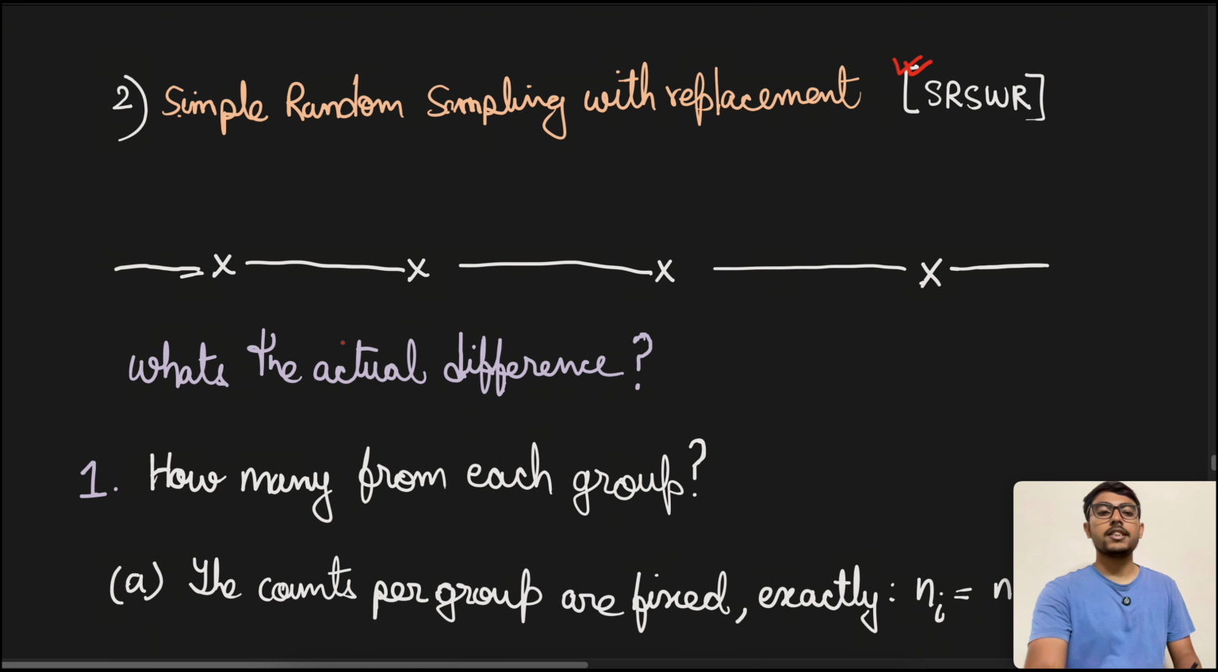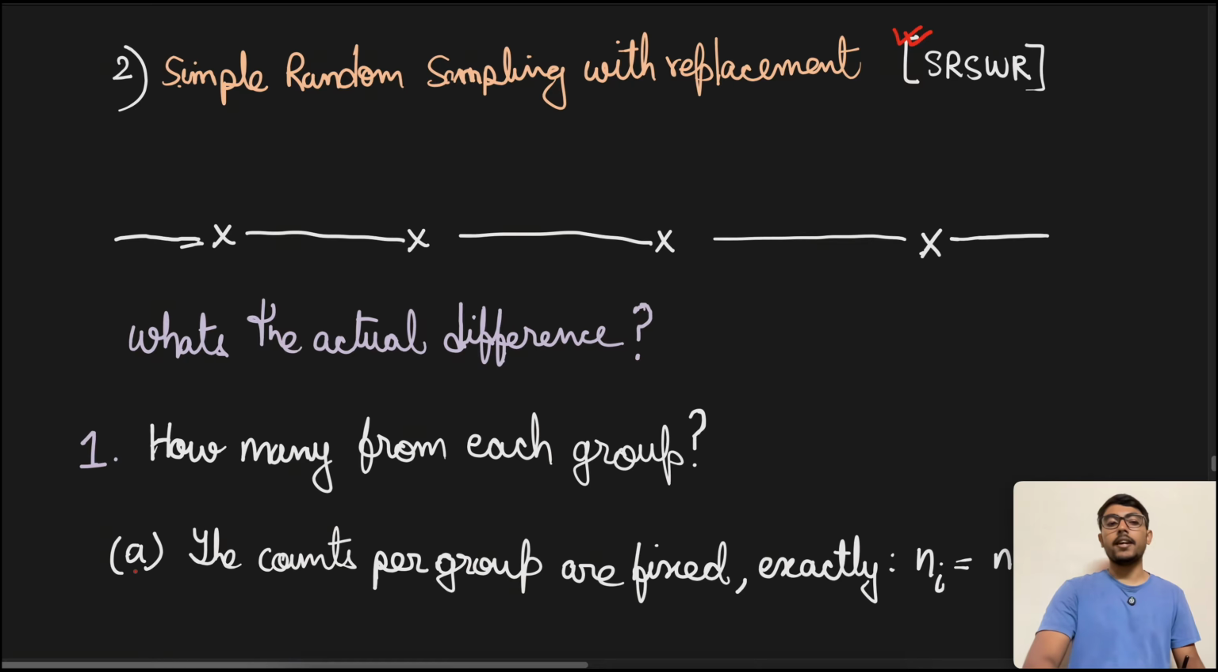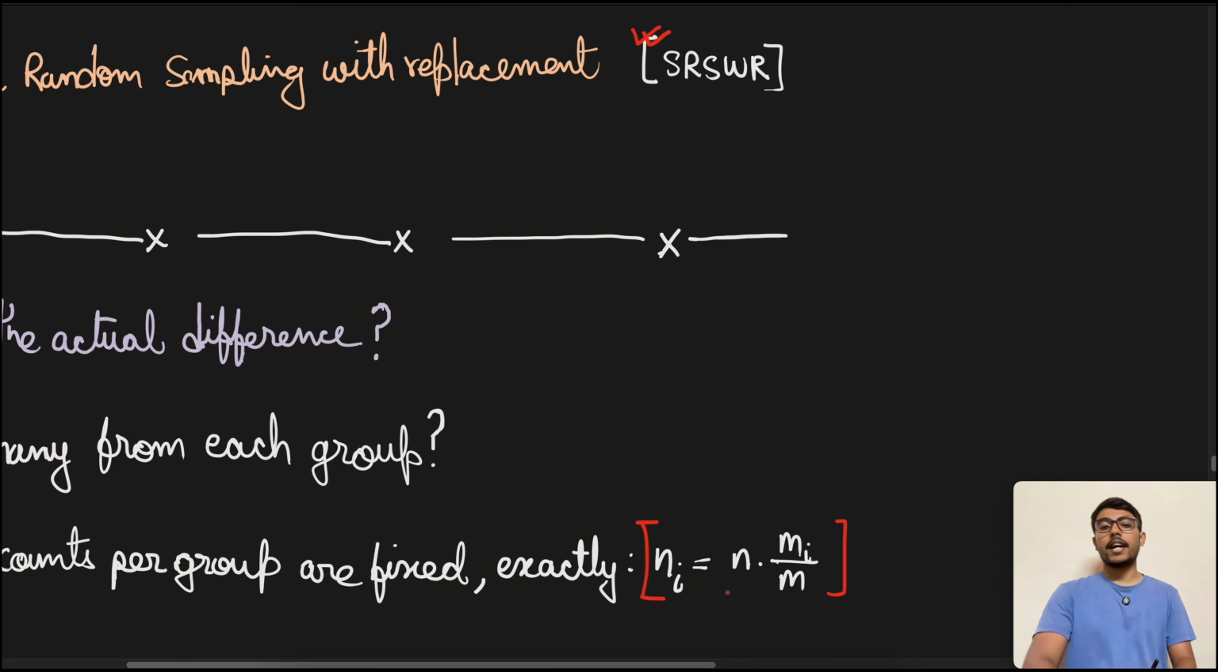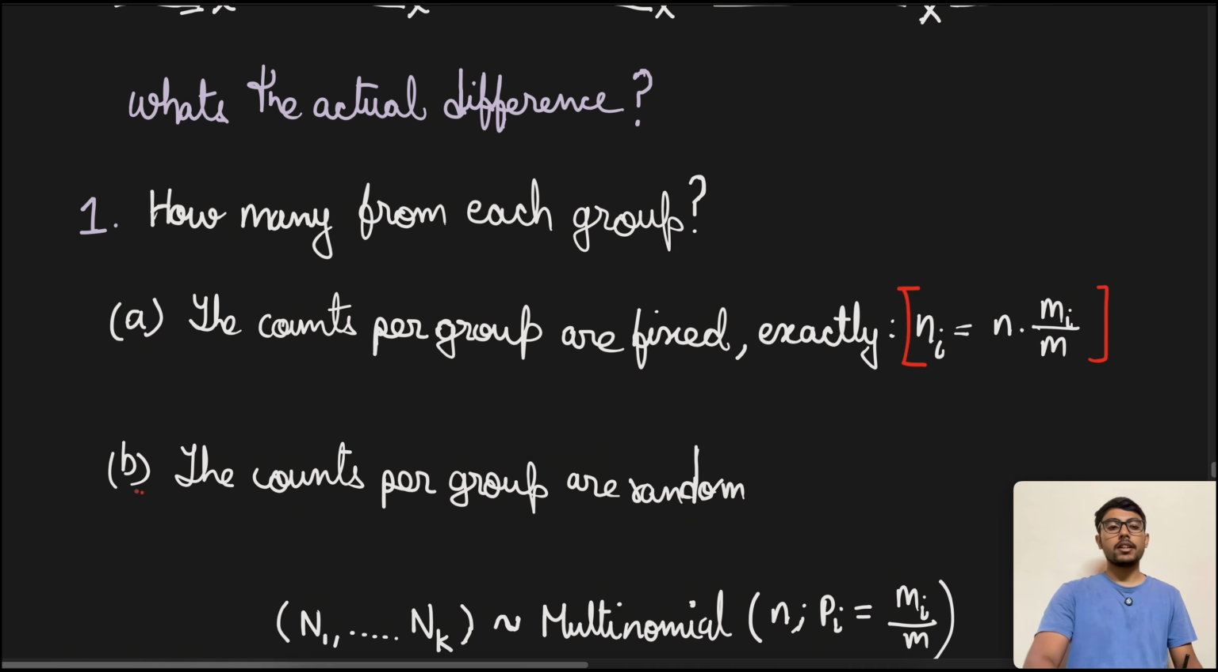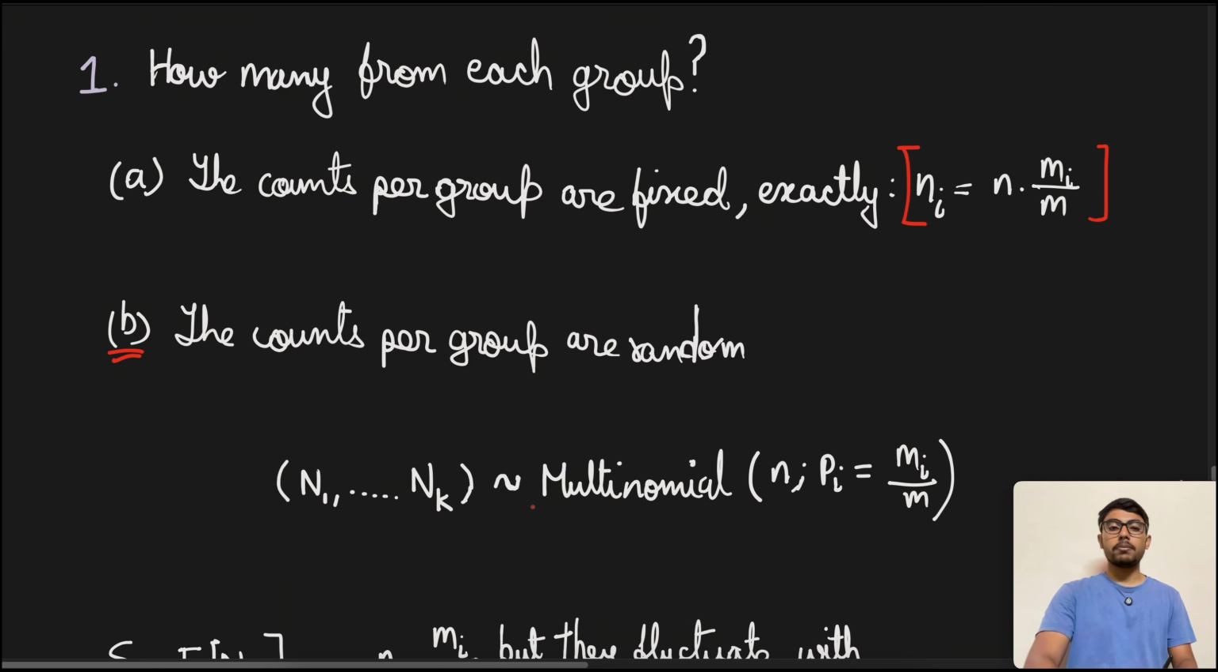First difference comes as how many from each group, right. So, talking about the first scheme A, we will call it A from now. The counts per group are fixed exactly, which is n times mi over m. Then there is the B scheme. Here the counts per group are random, and if it is random, then we can use the multinomial distribution. So, from n1 to nk, these are the number of items from each group. We have the multinomial expression of n where pi equals mi by m.